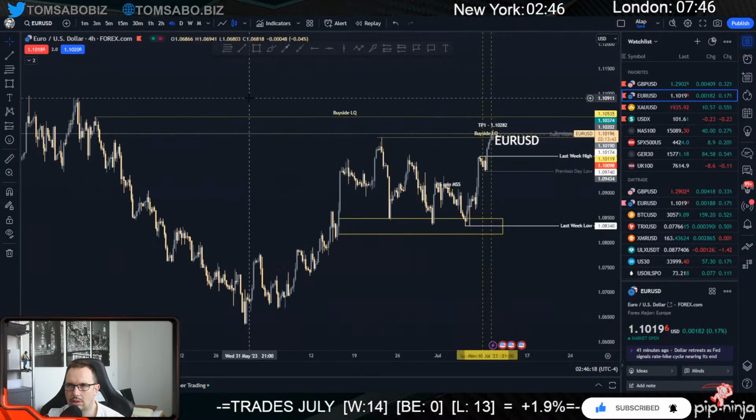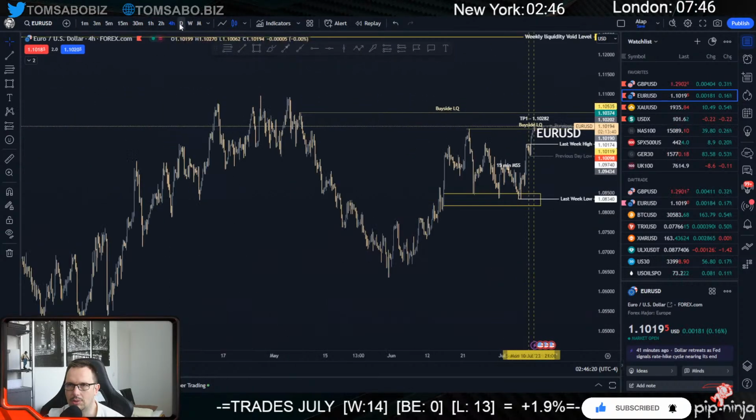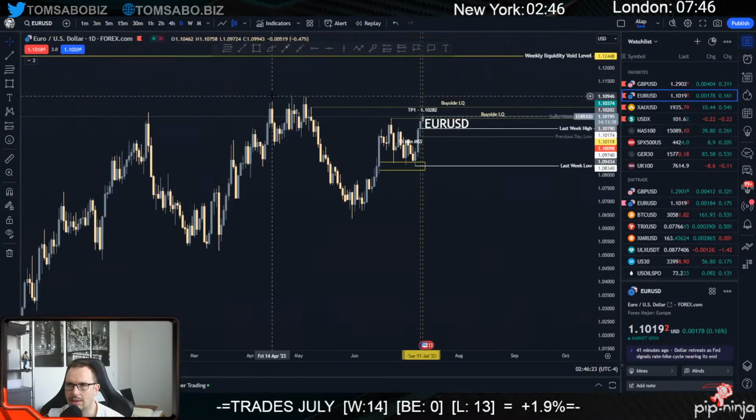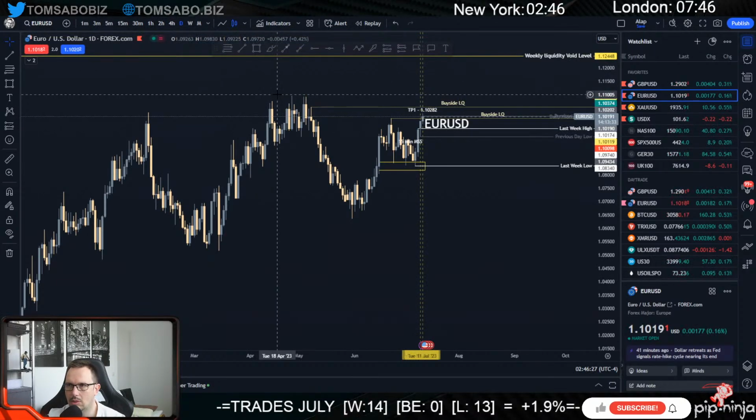But in the long term, I think we have a very good potential to break this daily swing high, which is at 111, almost one pip away from 111.